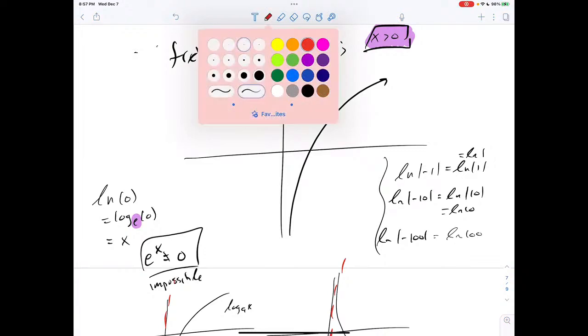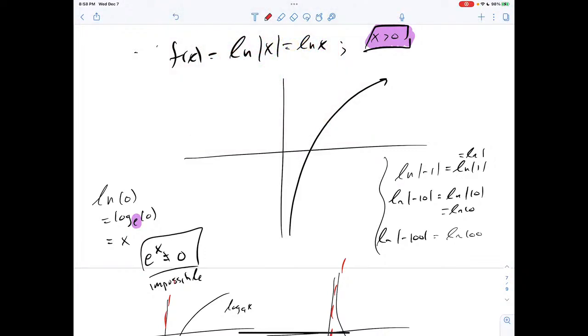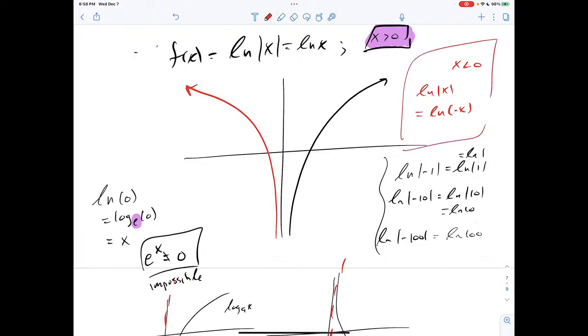Another way you can view it, Yusria, is that if x is less than 0, then the ln of the absolute value of x is equal to ln of negative x. And that's just a reflection in your y-axis as well to get that second line. You can view it that way if you're looking for another version of this.